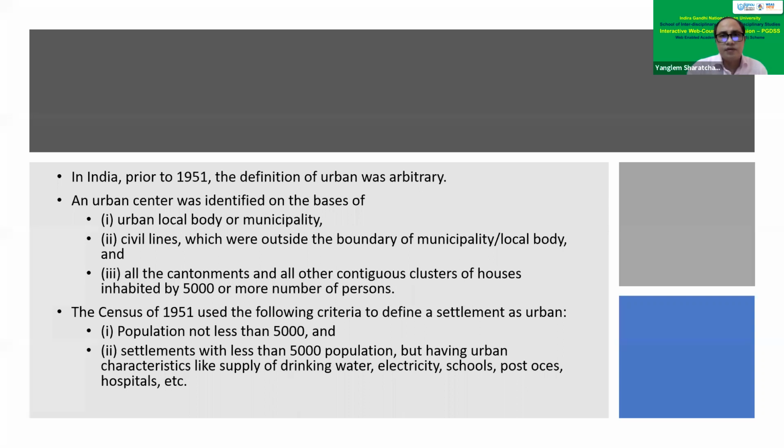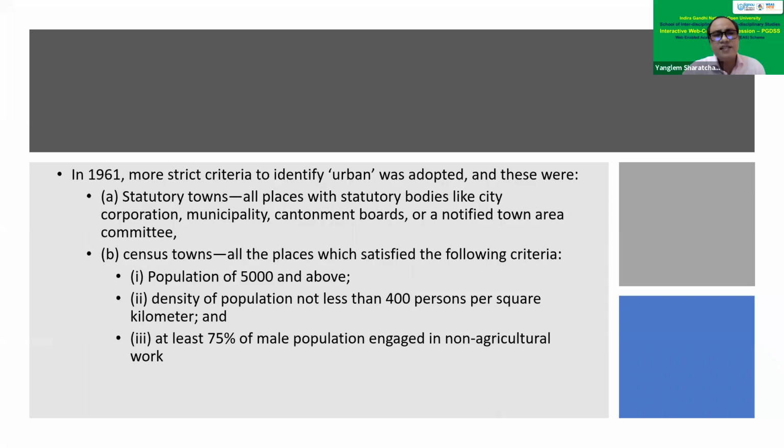Then in 1961, a stricter criteria to identify urban was adopted. They are statutory towns and census towns. When you talk about statutory town, it is all places with statutory bodies like corporation, municipality, cantonment board, or a notified town area committee. Then census town, based on census, right? These are some of the criteria: population 5,000 and above, density of population not less than 400 persons per square kilometer, and 75% of male population engaged in non-agricultural activity.